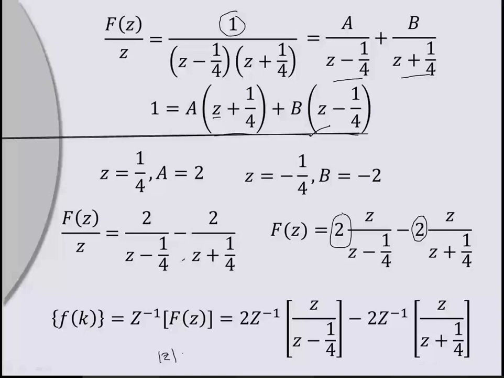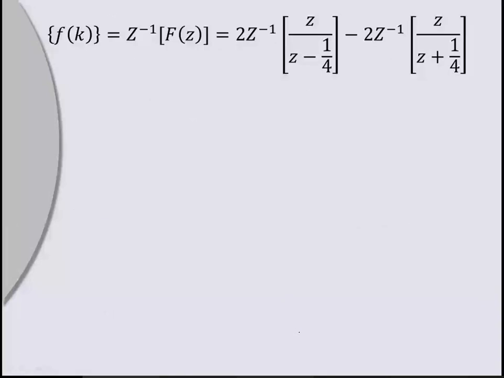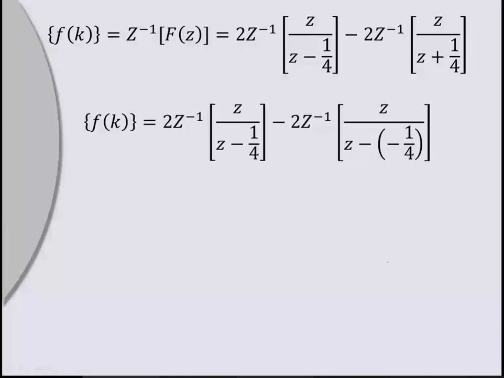So you can make use of this condition and use the standard formula of z upon z minus a. If mod z is less than mod a, it will be a raised to k. So make use of that standard formula. So we can write it as 2 times z inverse of z upon z minus 1 by 4. This plus 1 by 4, we can write as minus of minus 1 by 4.